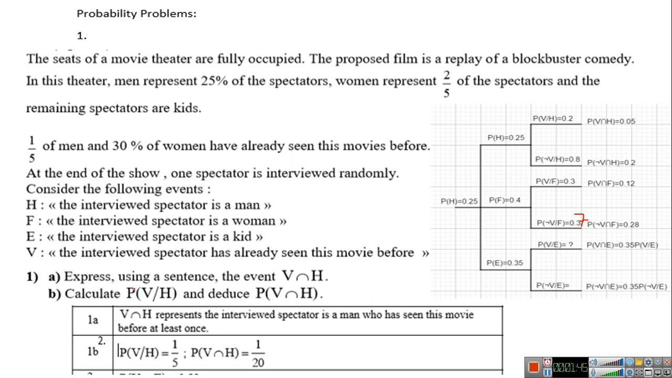The first question, what's the definition of V intersecting H? So it's the V intersection H. It's the person which is a man and who saw the film. Okay, they want P of V knowing H is 0.2 and P of V intersecting H is 0.05.